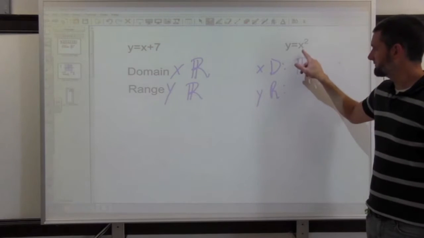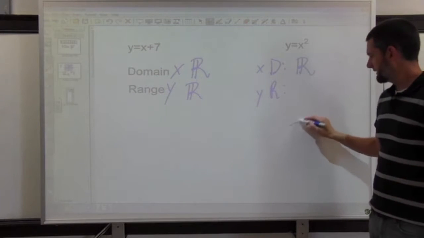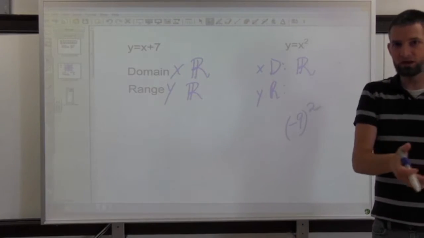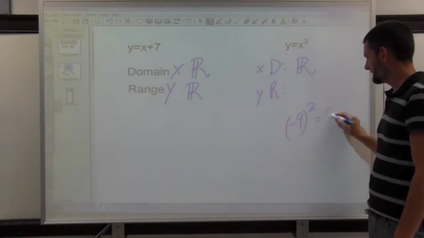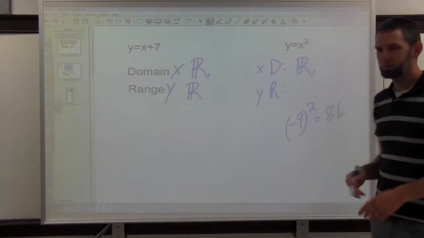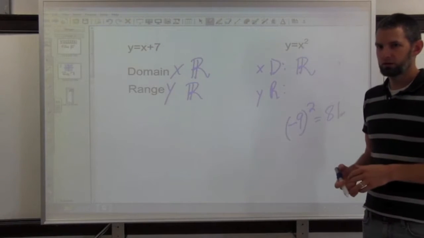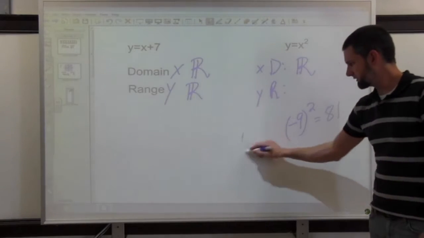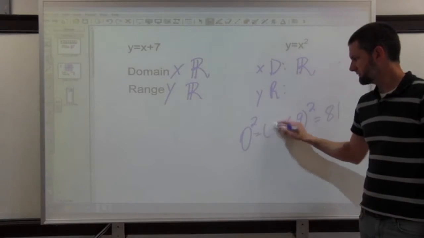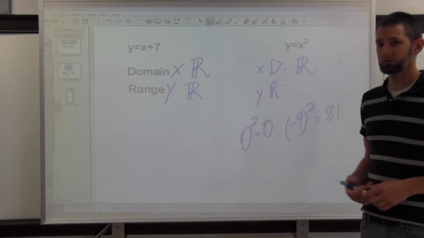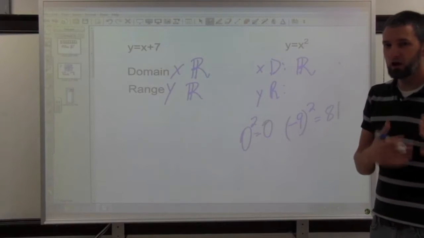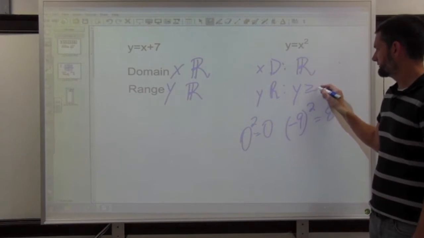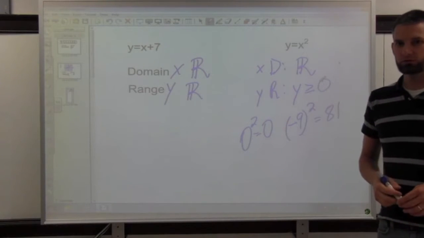If I put a negative number in and square it, think negative 9 squared. Negative 9 times another negative 9 gives me a positive 81. What's happening is that any number you put in, it's going to give you a positive answer. Now don't forget 0. 0 doesn't make positive or negative, it just makes 0. So we don't want to just say all the positive numbers, we'd want to write it like this. All the y's are greater than or equal to 0.